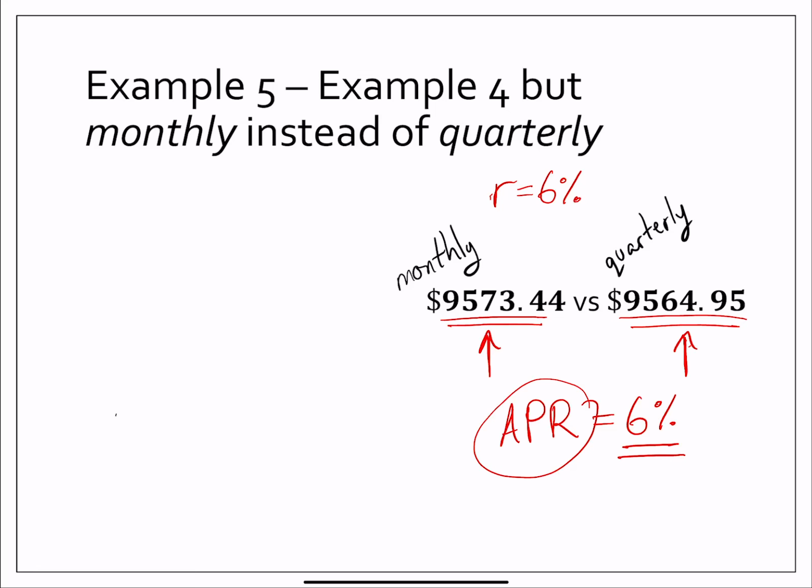Seems small, but imagine if you've given out 10 million loans. 10 million loans, that extra $9, that's an extra $90 million, right? If you give out 10 million loans every year, just by compounding monthly instead of quarterly, you get an extra $90 million, right?